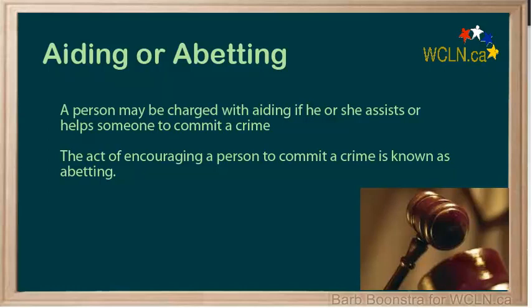The act of encouraging a person to commit a crime is known as abetting. For example, Tara complains about how much she hates her boyfriend and Sheila encourages her to hurt him. Sheila can be charged with abetting if Tara actually hurts her boyfriend.